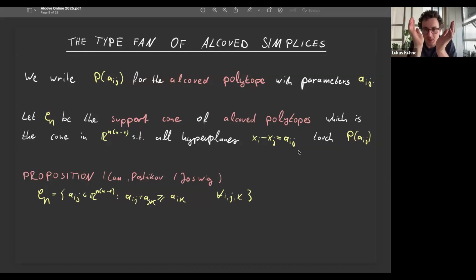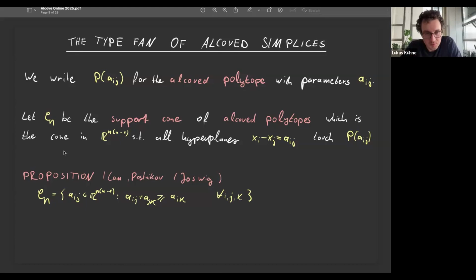This means I would like to look at those parameters such that all of these defining inequalities are actually touching the polytope. They don't have to be facet defining, but these hyperplanes should at least touch the polytope. That's what I like to call the support cone. These are the minimal choices for these a_ij. If they wouldn't touch, you could decrease the value of these a_ij without changing the polytope.